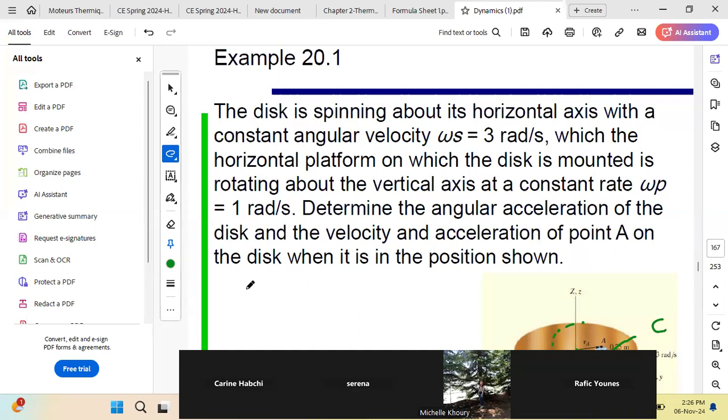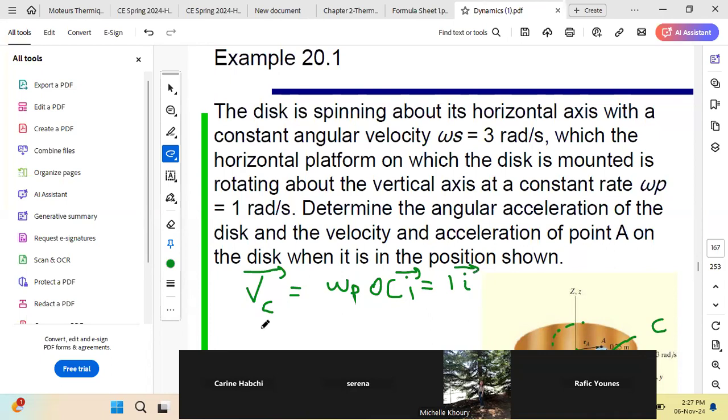So what is the velocity of C as a vector? It's equal in magnitude to omega P times the distance from O to C, which is 1. And omega P is equal to 1, so 1 times 1 equals 1 along I. So 1I equals 1 along I. Okay?